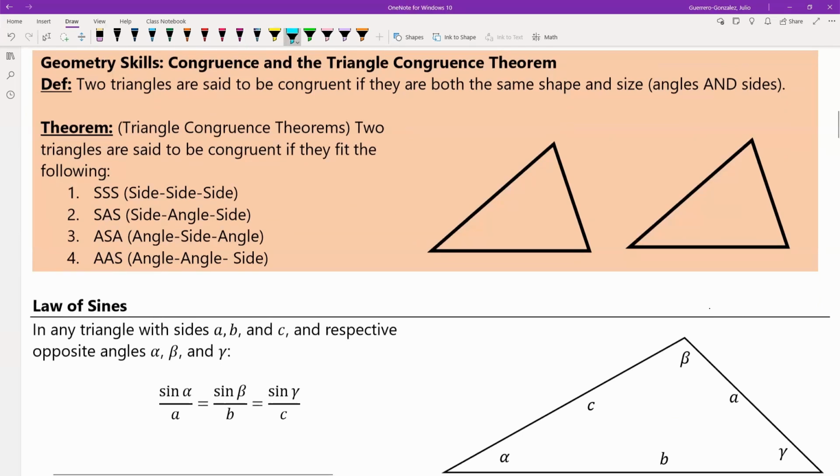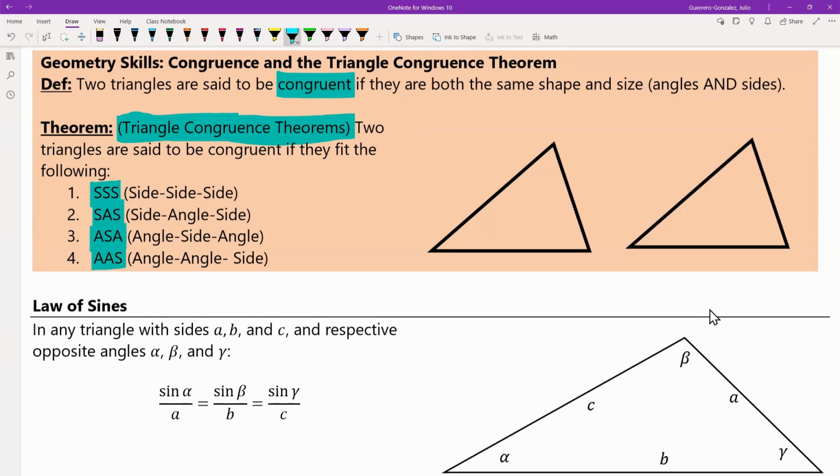Okay, so first of all, let me go ahead and cover a definition. Two triangles are said to be congruent, so essentially the same, if they share the same shape and size. That is talking about all the angles and all the sides, both together. Which brings up a theorem. These are what are called the triangle congruence theorems. These are the ones that you remember maybe from geometry. So SSS, SAS, ASA, AAS.